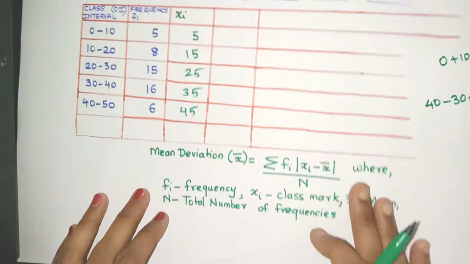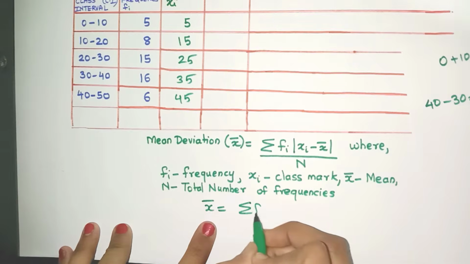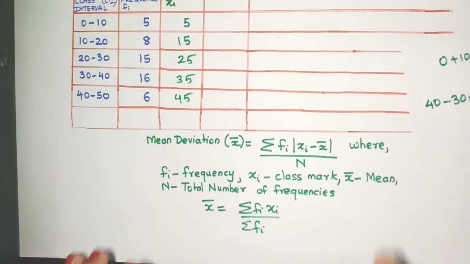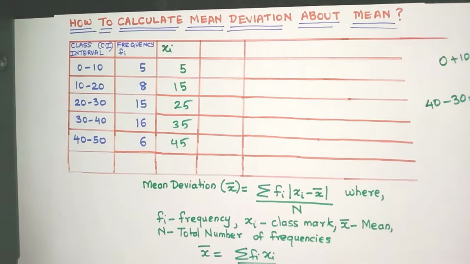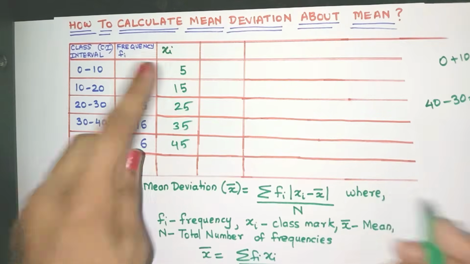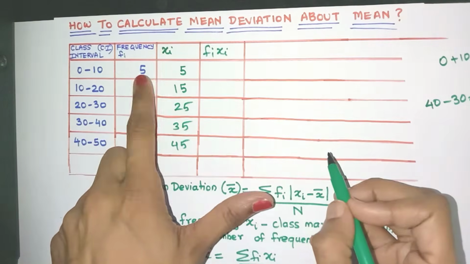So let's write the formula for direct method. Well, the mean is nothing but sigma fi xi divided by sigma fi. Now what is this fi xi? Yes, you simply need to multiply the frequency and the xi value. So let's create a column for that. And we just need to multiply these two values.